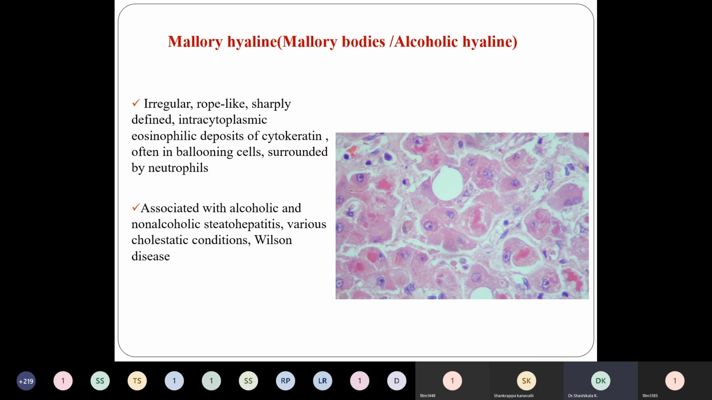The next degeneration is the Mallory hyaline, also called Mallory bodies or alcoholic hyaline. In this you can see hepatocytes with irregular, rope-like, sharply defined intracytoplasmic eosinophilic deposits of cytokeratin, often in degenerating, ballooned cells surrounded by neutrophils. It's associated with alcoholic and non-alcoholic steatosis and various cholestatic conditions like Wilson's disease.